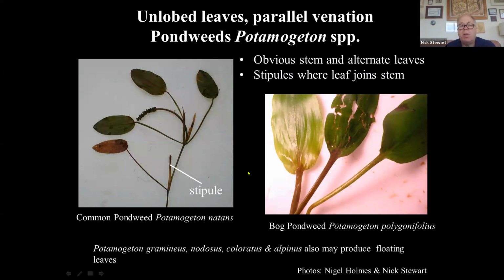I won't go into Potamogetons in great detail, as I've covered those in one of the other webinars. But the obvious stem, also the stipule is a very characteristic thing of Potamogeton species, the pondweeds. And the two particular that you're going to come across with floating leaves are the common pondweed, which has big stipules and a little bit under the stem, which is discolored and allows it to bend the leaf to where it fits best on the surface. Whereas in the bog pondweed, the stalk runs straight from the stalk into the leaf without that obvious kink at the top of the stalk.